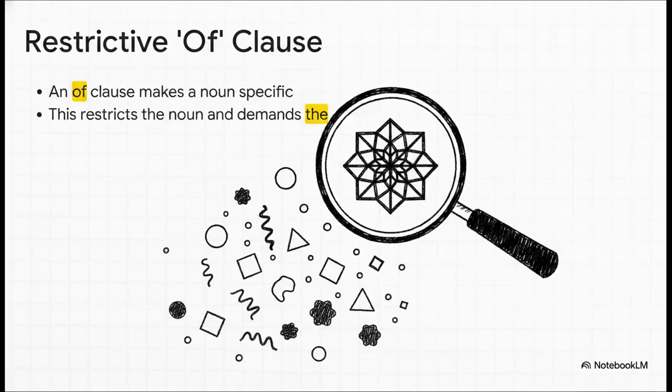So the absolute key to our final major rule is understanding how context restricts a noun. Specifically, we're talking about the restrictive of clause. When a noun phrase contains an of clause that narrows down exactly what we are talking about, it makes that noun hyper-specific, and it suddenly, without fail, demands the word the.